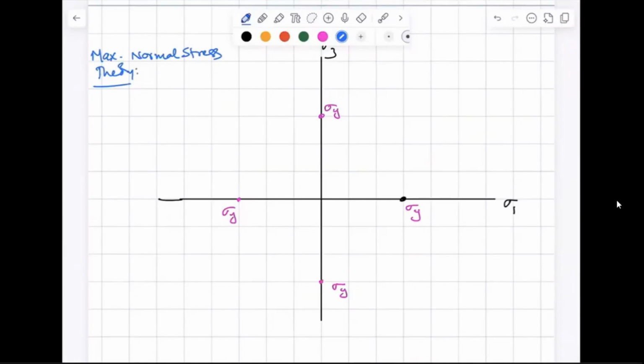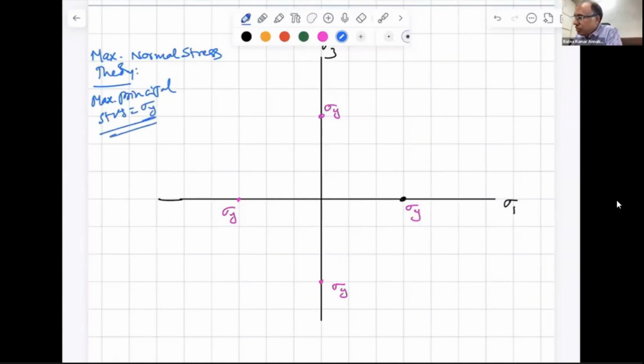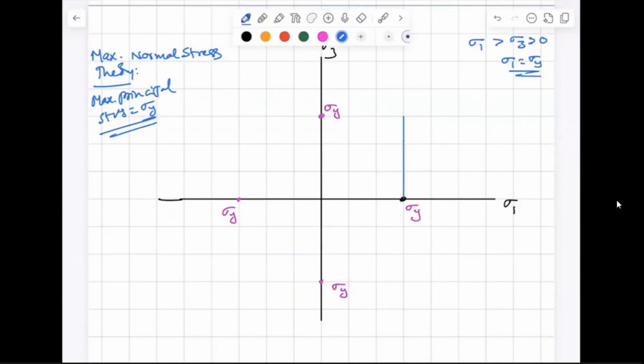Sigma y equal to sigma 1, when the maximum principal stress is equal to the yield strength of the material. Right? Now, if you take sigma 1 greater than sigma 3 greater than 0, then the entire loading is tensile load, and hence sigma 1 is equal to sigma y is your failure criteria. Do you agree? I can draw the entire line, that's okay.